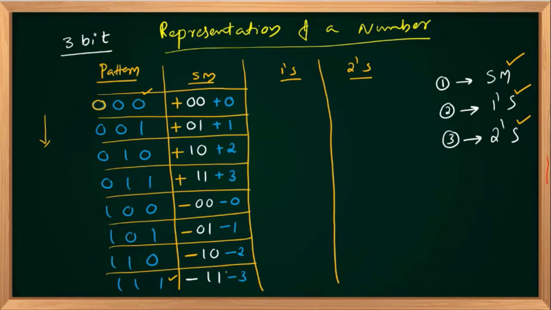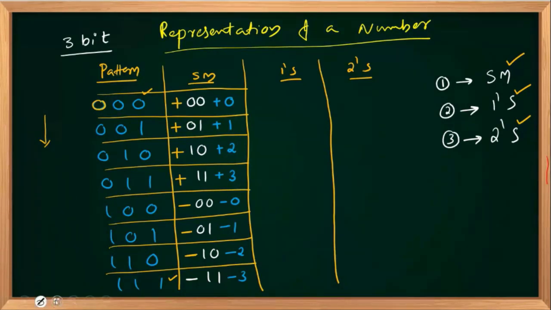So the patterns from 000 to 111, if the scheme used is signed magnitude representation, will have the values positive 0, positive 1, positive 2, 3, negative 0, negative 1, negative 2, and negative 3. And that is over. Then your friend says that is not correct. Actually, I have used ones complement representation, not signed magnitude.